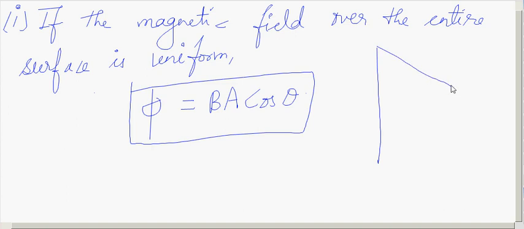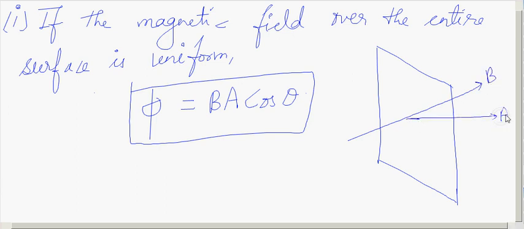Pictorially also you can represent. Here say the field is going like this, and then we have area vector like this, because it is normal to the surface, and this is theta, and the component of B perpendicular to the area, that is BA cos theta. B is the magnetic field and A is the area vector of the surface. Now if the magnetic field lines are parallel to the surface, then what will happen?